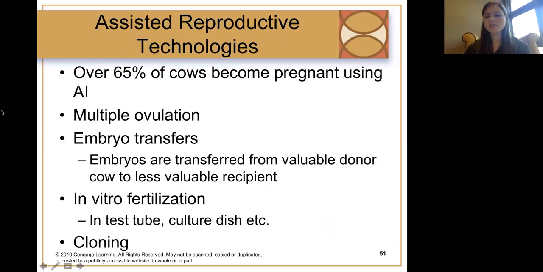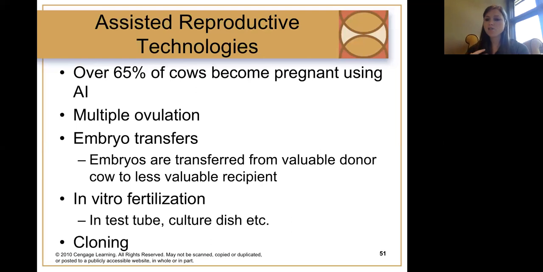There are some assisted reproductive technologies available. Actually, over 65% of cows become pregnant using artificial insemination, and that's just easier because it has many different benefits. One, you don't have to keep a bull around, because bulls can be a little bit more aggressive and cause damage to property and things like that, so you don't have to keep a bull on site. Another thing is if you do have a bull, you're limited to just the genetics of that one bull, if that's all that you have.